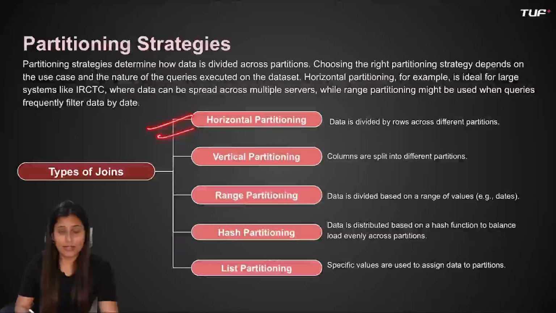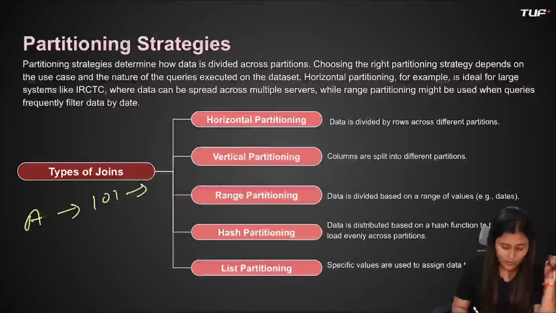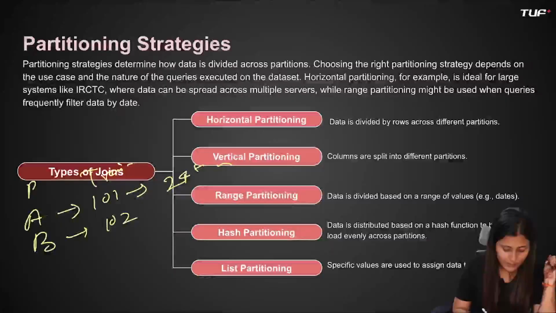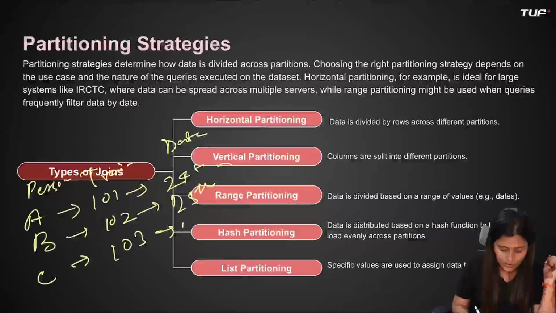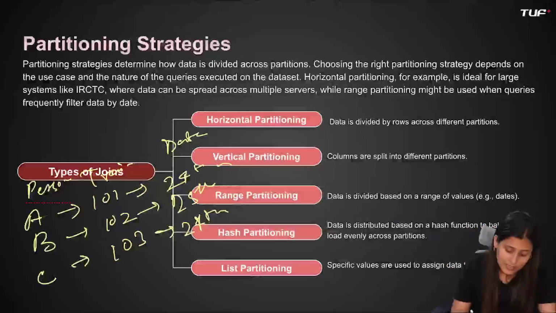First is horizontal partitioning. Let's suppose we have data like: for A, 101, 24th March; for B, 102 train ID. These are train IDs, these are person names, and this is the date section. For 102, 25th March; C, 103, 24th March again. So what does it actually mean?